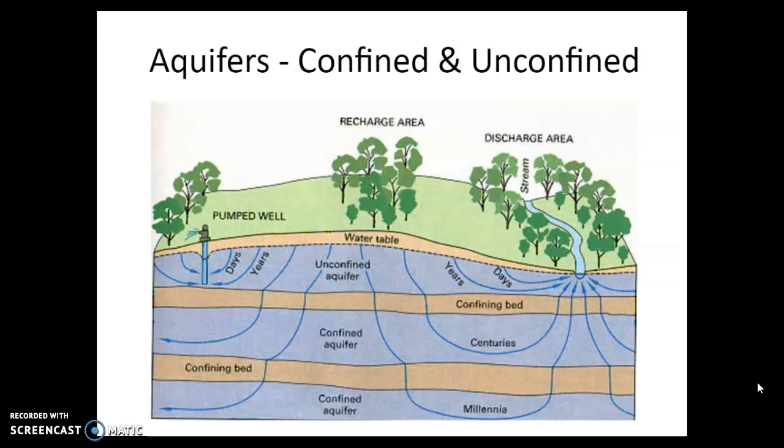So just to recap, an unconfined aquifer only has one impermeable layer, and the top is open. A confined aquifer comes between two impermeable layers, and it will become pressurized and a lot of times naturally emerge at an artesian well.